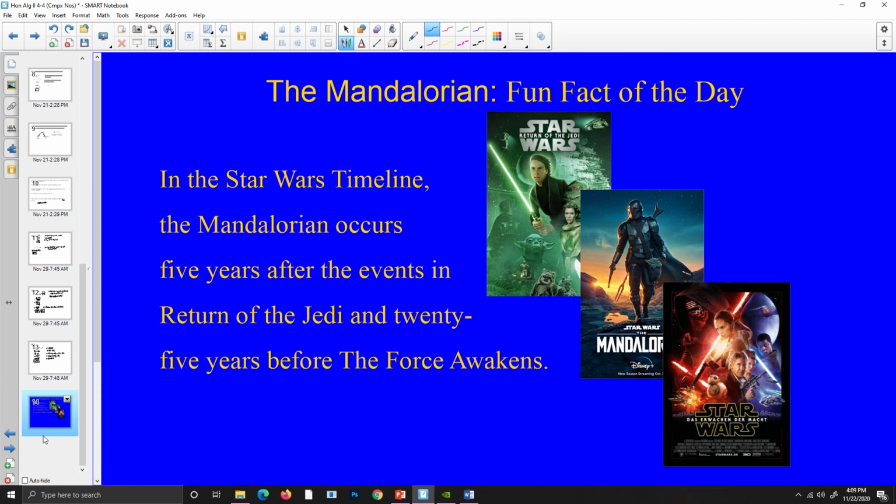So, the Mandalorian fun fact of the day: in the Star Wars timeline, the Mandalorian occurs 5 years after the events in Return of the Jedi and 25 years before The Force Awakens.